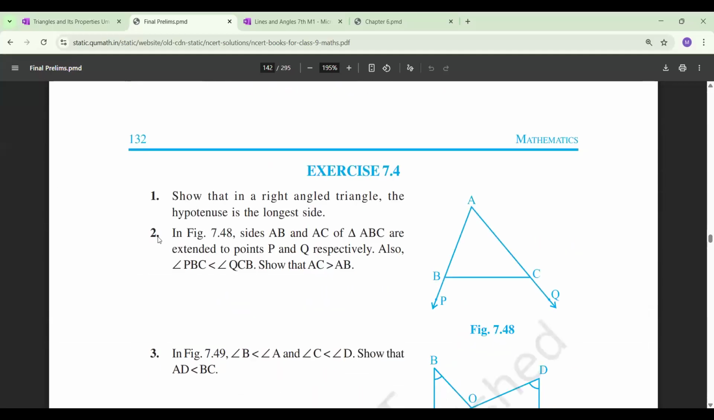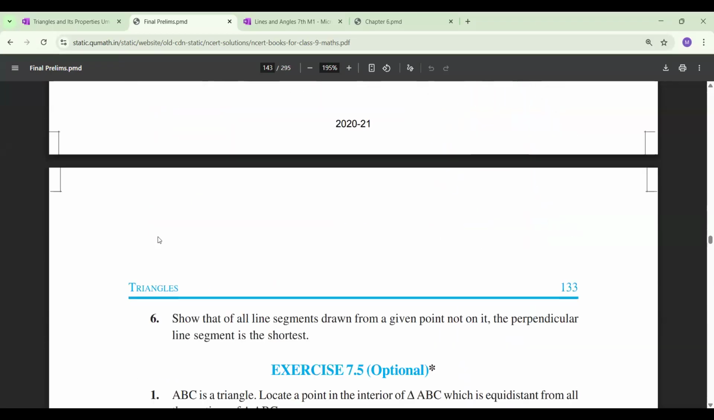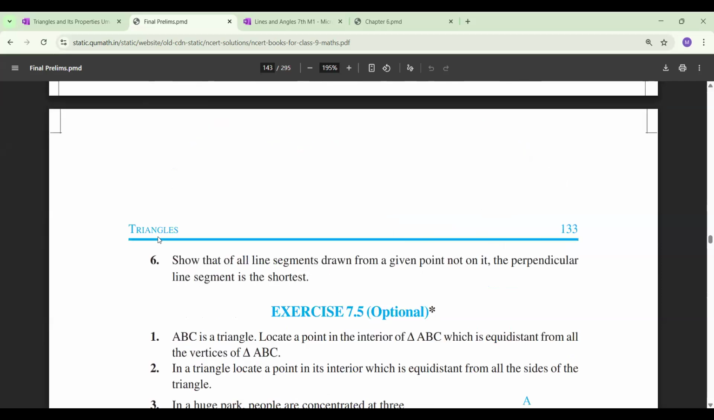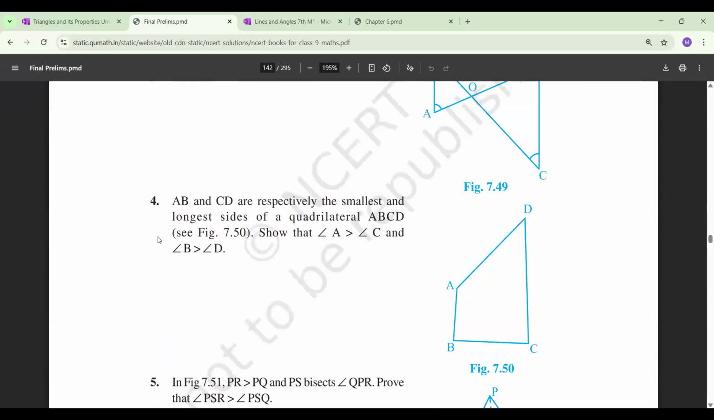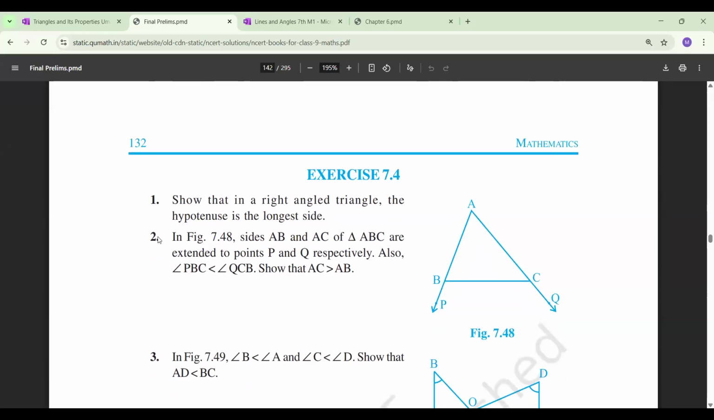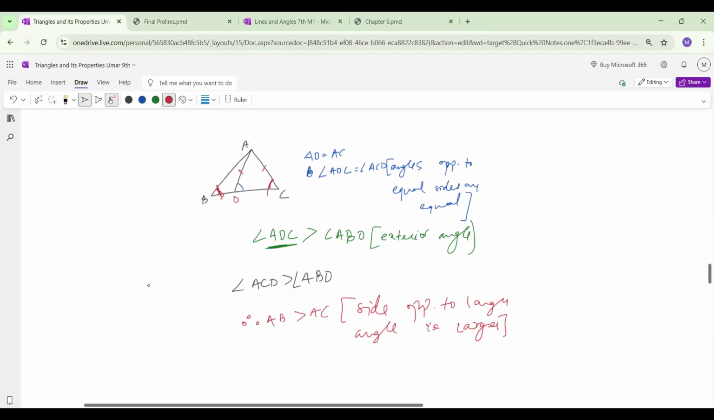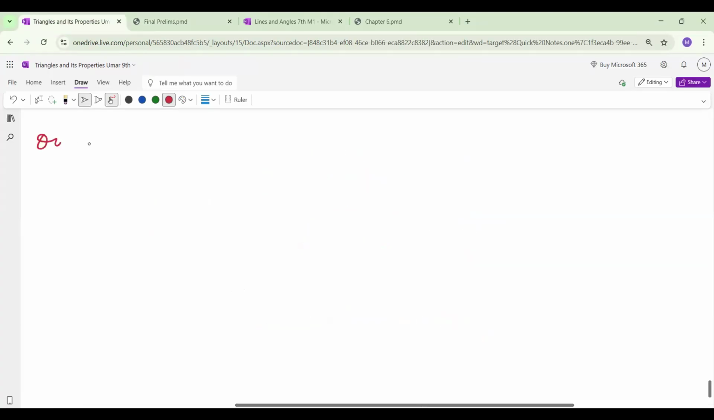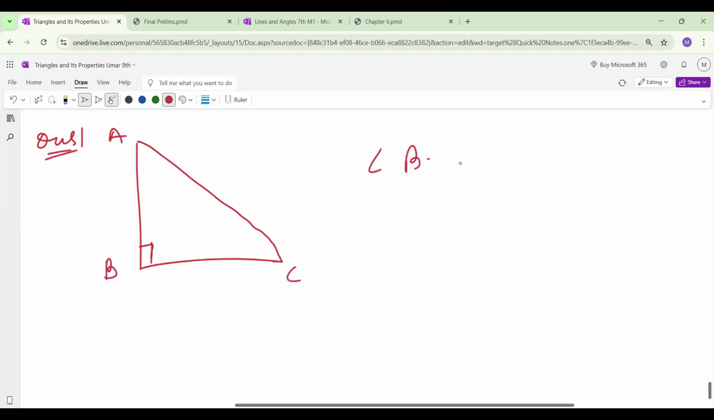So this is the last exercise, I guess. Show that in a right angle triangle, the hypotenuse is the longest side. This is very easy, guys. Question 1. We have a right angle triangle ABC. Angle B is equal to 90 degrees.